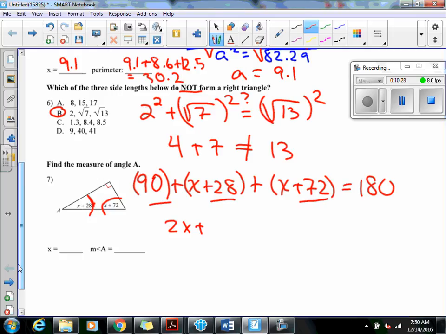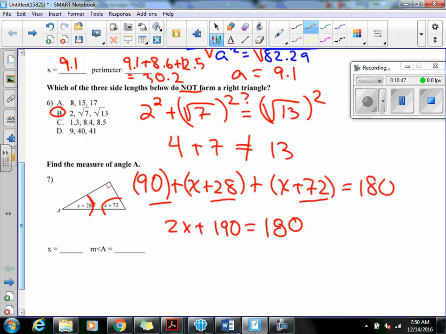28 plus 72 plus 90. Plus 90? Oh, you did one. Yeah, I did it. Well, I set it up like this, so I'm just going to continue like this. This is 190. 190 equals 180.